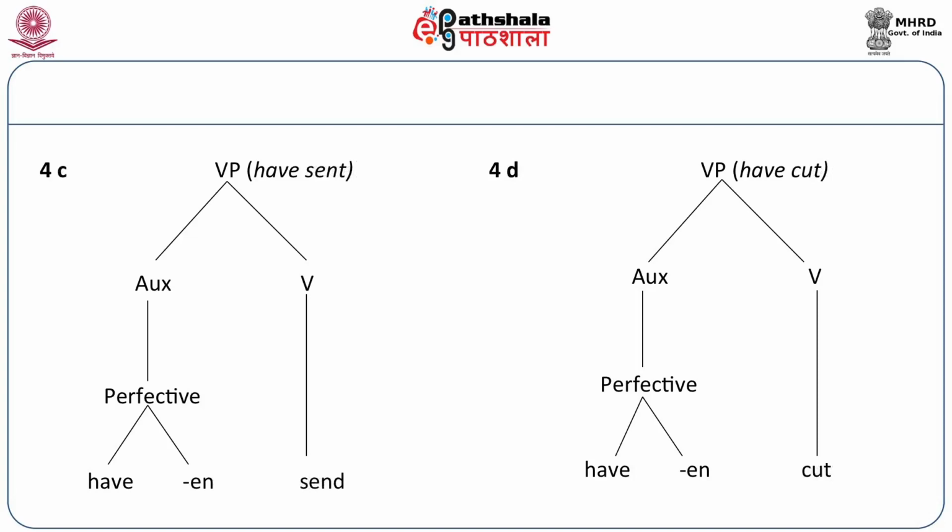Now look at 4c. Here we have the verb phrase have sent, and then in 4d we have the verb phrase have cut. You can see that in have cut, the affix that is added to cut is actually a zero affix, zero morpheme. So here, even if we assume that en is the perfective suffix, it doesn't become cutten, but it becomes cut.